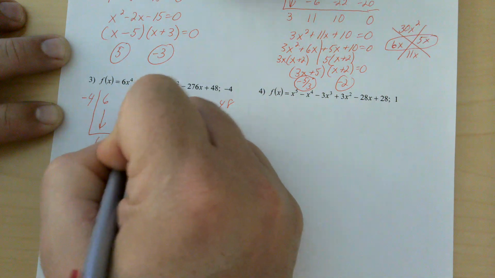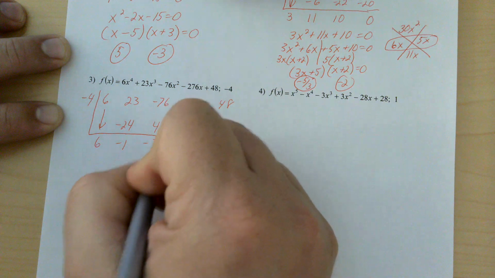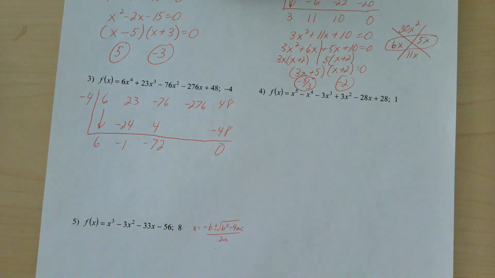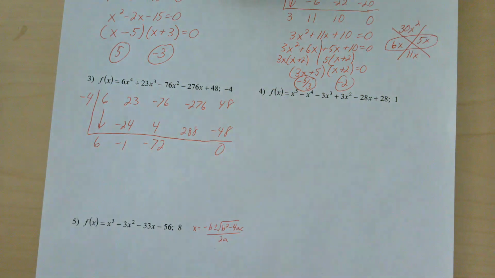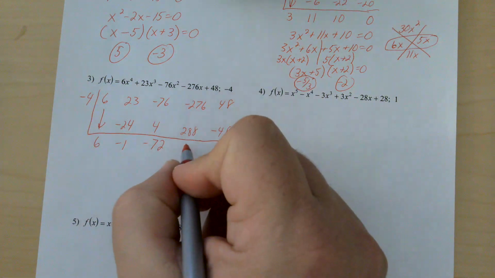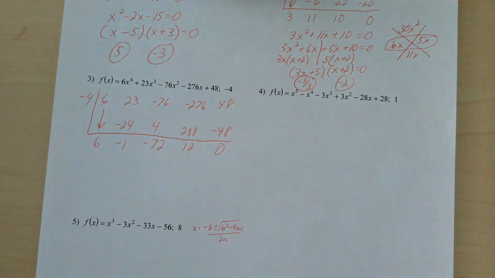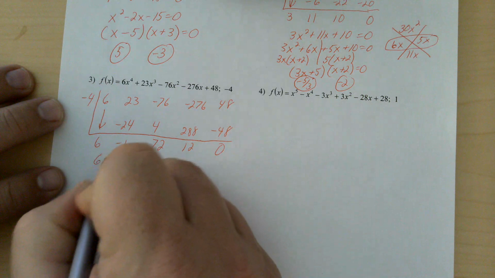Bring down the 6, multiply, and you get -72. I'm going to use my calculator. -4 times -72 is 288. And when you combine here, you get 12. And I feel good about that. -4 times 12 is the -48 that we need. So this should be factored by grouping.